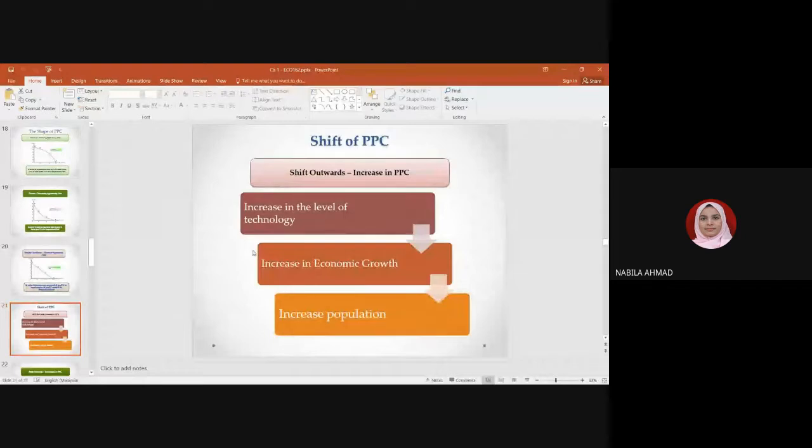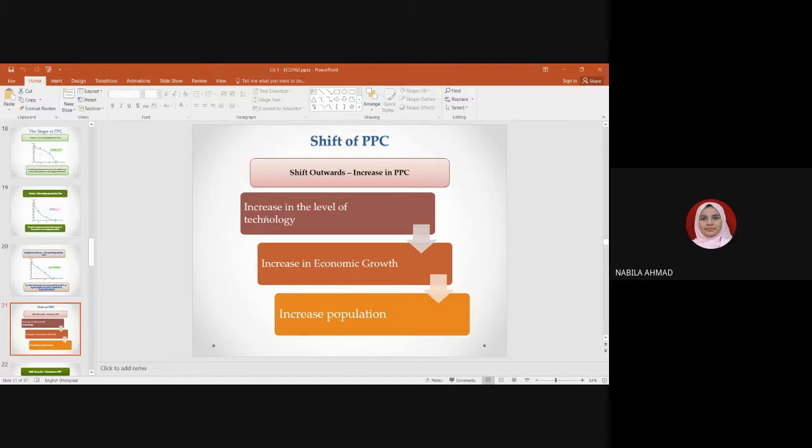Okay. So now let's move to the shift of PPC, right? Shift of PPC. Okay, PPC ni boleh shift ya, dia boleh shift outwards atau dia boleh shift inwards. Kalau shift outwards bermaksud increase in PPC. Kalau shift inwards means decrease in PPC. Okay, kita tengok dulu shift outwards. So shift outwards is increase in PPC, which means the country is able to produce more goods.